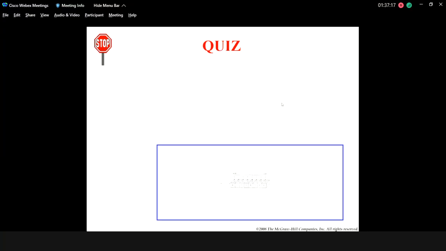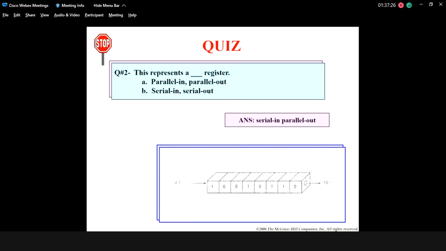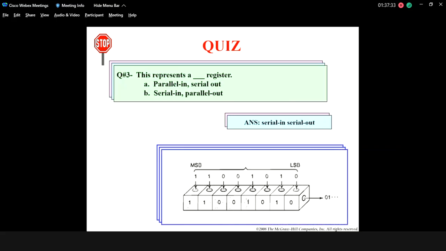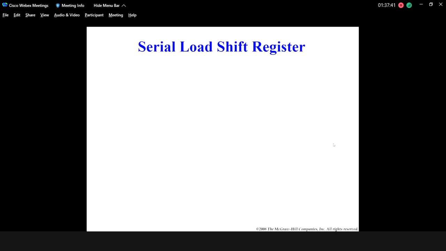So the slowest will be series in, series out. How about this one? This one is parallel in, series out. And this one is parallel in, parallel out.